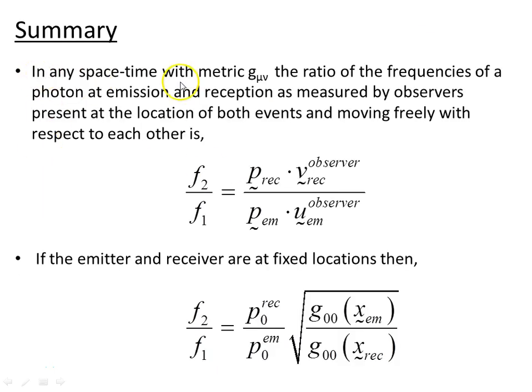Alright, now a summary. In any space-time with metric g_μν, the ratio of the frequencies of a photon at emission and reception, as measured by observers present at the location of both events and moving freely with respect to each other, is f2 over f1. Is this over this? That's our first result. If the emitter and receiver are at fixed locations, then we can do this. That's all we require, that they're just at fixed locations.